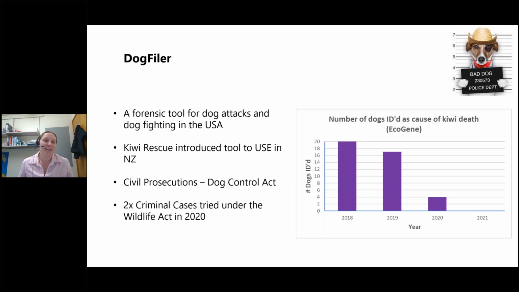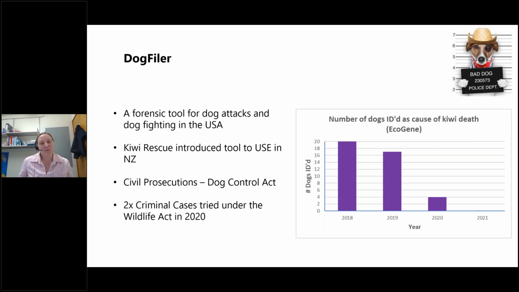So I should say that here I'm talking about the use of Dogfiler on kiwi, but Ecogene has done dog versus postman, dog versus sheep, dog versus penguin. So it's certainly a tool that you can use when you're researching your other iconic bird species or species that are likely to fall foul to dog.